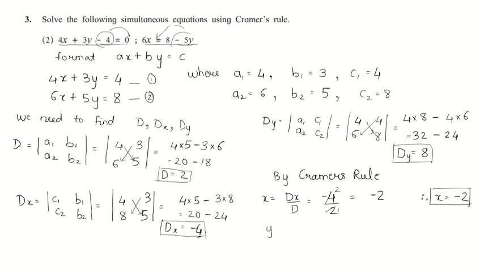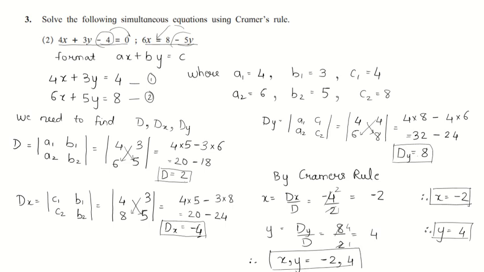How to find y? It is dy upon d, where dy is 8 and d is 2. 2 ones are 2, 2 fours are 8. y is 4. Therefore, x comma y is equal to minus 2 comma 4, which is the solution.